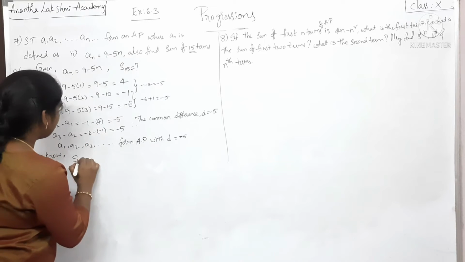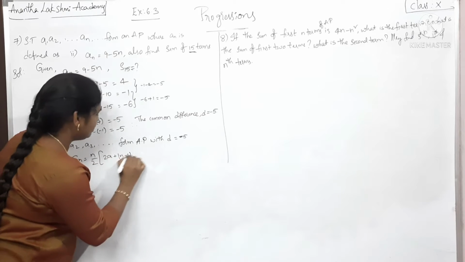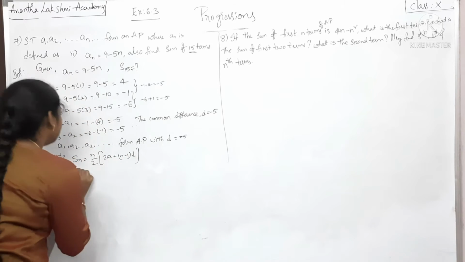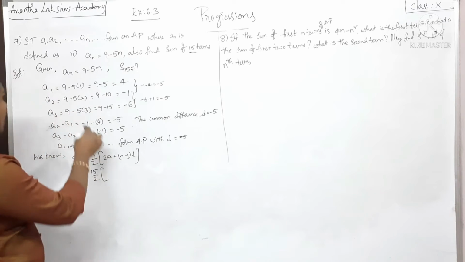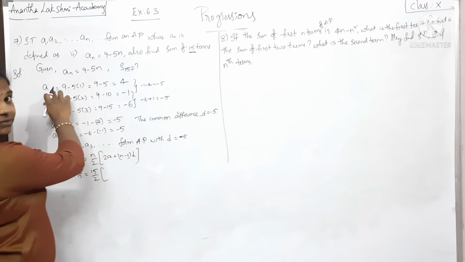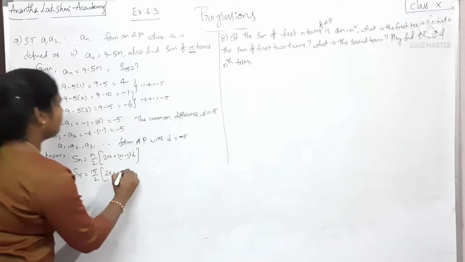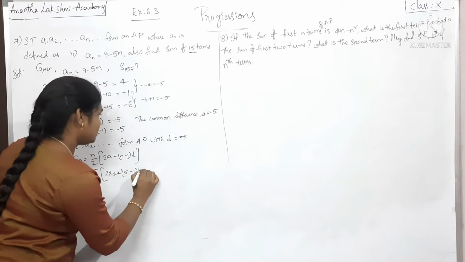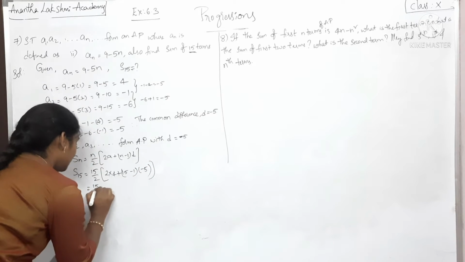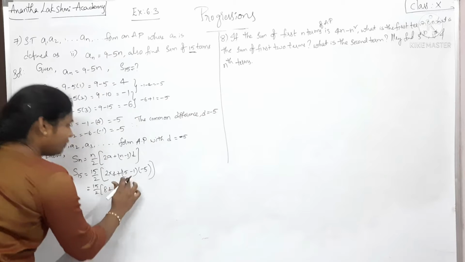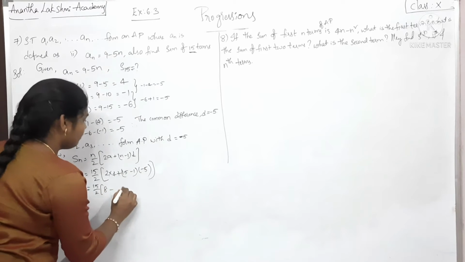Sn, what do we know? Sum of n terms. Sn is equal to n by 2 into 2a plus n minus 1 into d, isn't it? So S15 becomes 15 by 2 into 2a, and a is the first term, 4. 2 into 4 plus n, which is 15, minus 1 into d, which is minus 5. Alright. So this is going to be 15 by 2 into 2 4s are 8 plus 15 minus 1 is 14, 14 into minus 5.